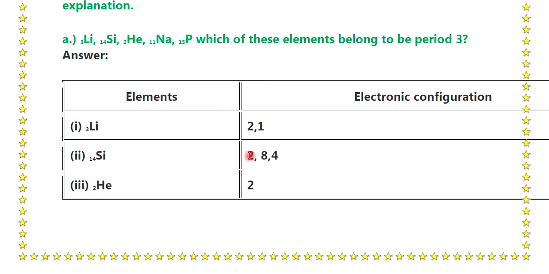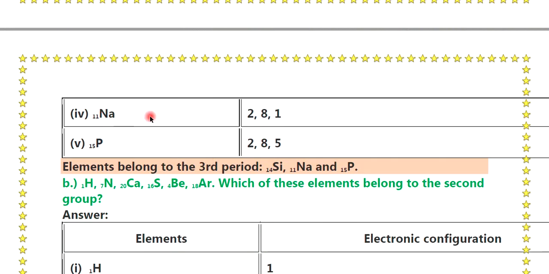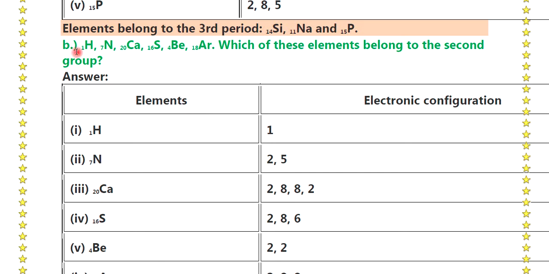Lithium electronic configuration is 2 and 1. Silicon electronic configuration is 2, 8, 4, and helium electronic configuration is 2. Sodium electronic configuration is 2, 8, 1. Phosphorus electronic configuration is 2, 8, 5. Elements belonging to the third period are silicon, sodium and phosphorus. After that, B: hydrogen, nitrogen, calcium, sulfur, beryllium, argon.